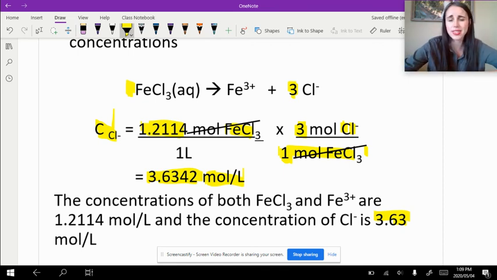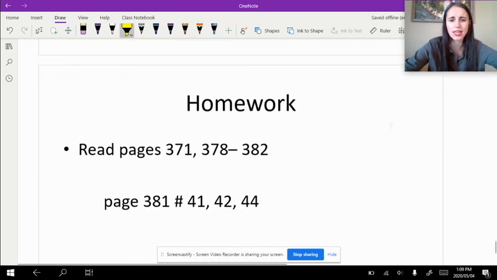All right, so that's it. Those are the 3 types of questions that I could ask you. So here are some practice homework questions.